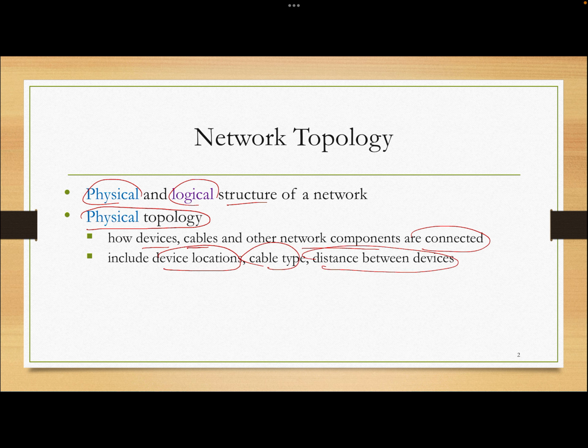Actually, in the mathematical sense, the word topology is just about the connection, and doesn't care about anything except how things are connected. It's connected like this or like this, and this and this will be the same, without regard to distance. But in the actual network topology, in the physical sense, we may also like to know the distance between the devices.